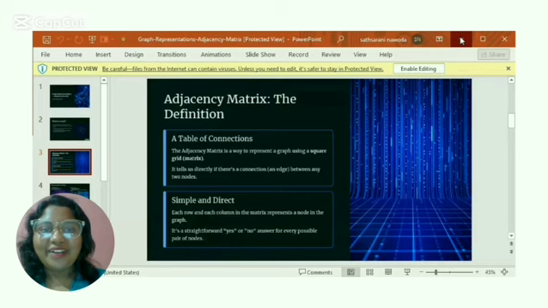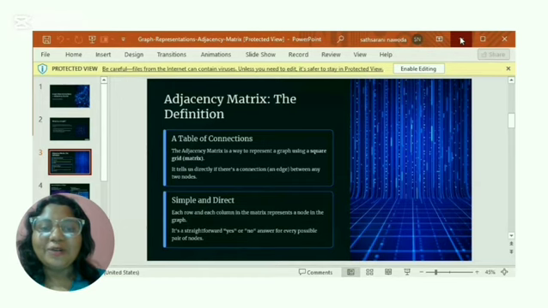Let us define the adjacency matrix clearly. An adjacency matrix is a two-dimensional array used to represent a graph. If there is an edge between two nodes, we place 1 in the matrix. If there is no edge, we place 0 in the matrix. So the matrix tells us about the presence or absence of an edge. This is a very simple and direct way to represent graph connections.